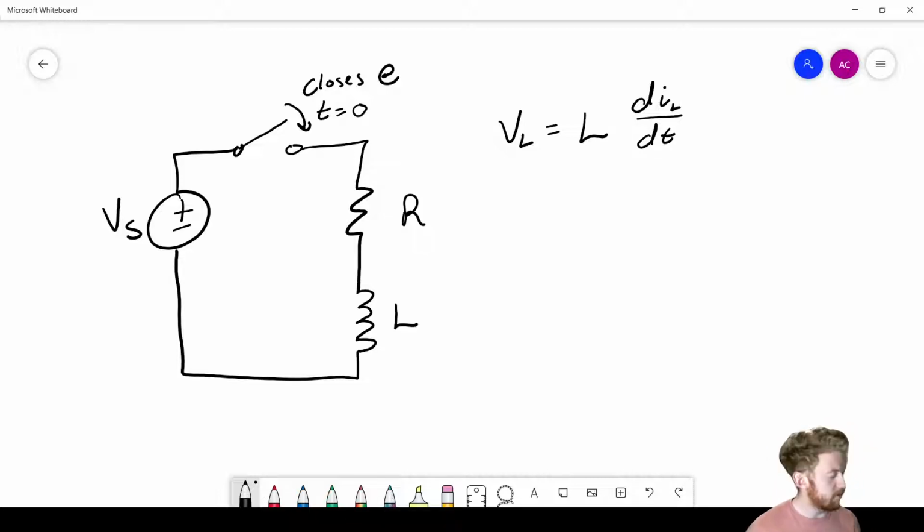So you can see it's pretty similar to the fundamental equation for a capacitor that says the current through a capacitor is equal to its capacitance times dV/dt. Okay, so it's very similar. Like we said, for a capacitor it's C dV/dt, and for an inductor it's L di/dt.